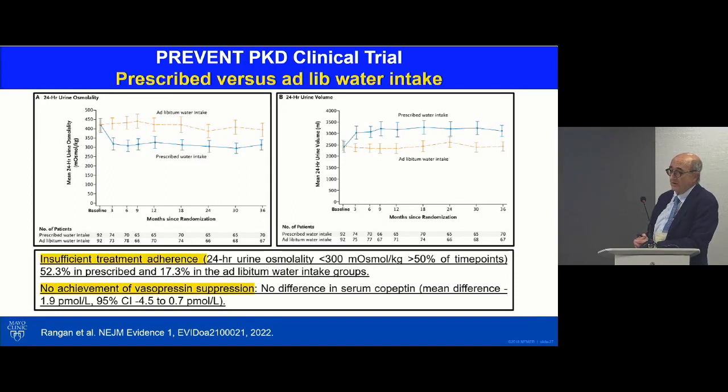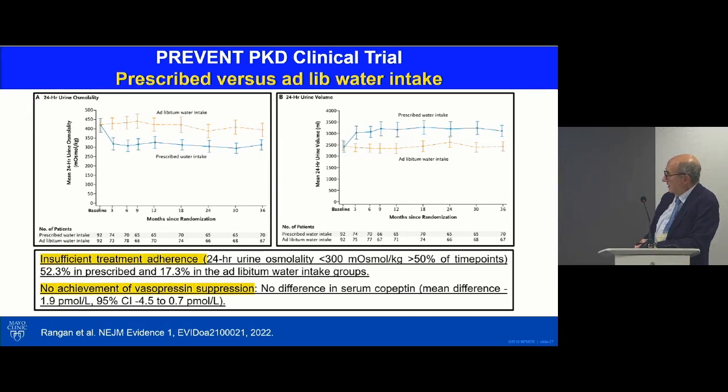Now, another study from Australia compared the effect of prescribed hydration versus water at libitum. The study was successful in reducing the urine osmolality by approximately 100 milliosmoles in the 24-hour urine, and also successful in increasing the urine output by approximately 400 mLs per day. However, the study was not successful in reaching the desired adherence to the prescribed water, because this was measured by the capacity to maintain a 24-hour urine osmolality below 300 milliosmoles per kilogram over 50% of the time points where it was measured.